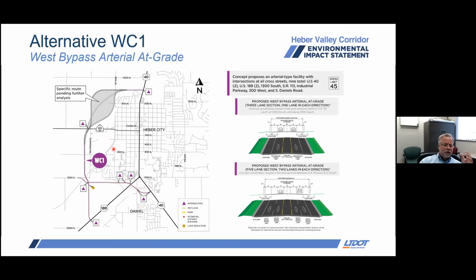This alignment, like the previous 2 alternatives, follows the same alignment, but the speed limit here would be at a 45 mph speed limit. And like the other 2 alternatives, this bypass alternative would also function well with just 1 lane in each direction, with exception to the segment here in the middle from 113 to 1300 South, which would still need the 2 lanes in each direction.